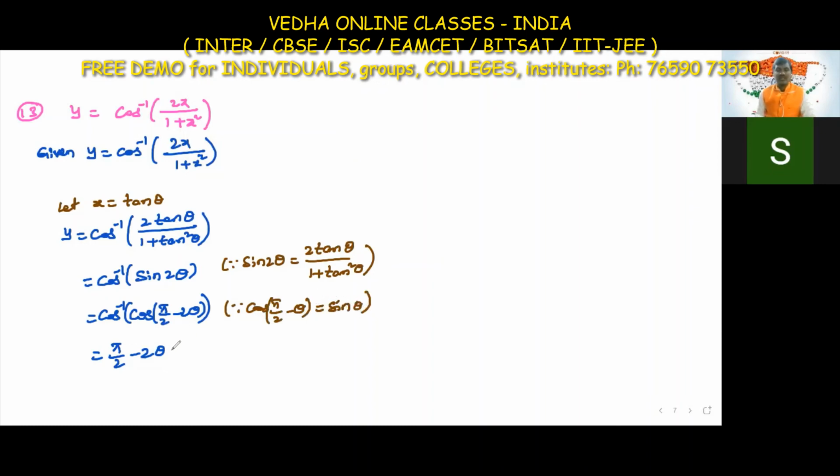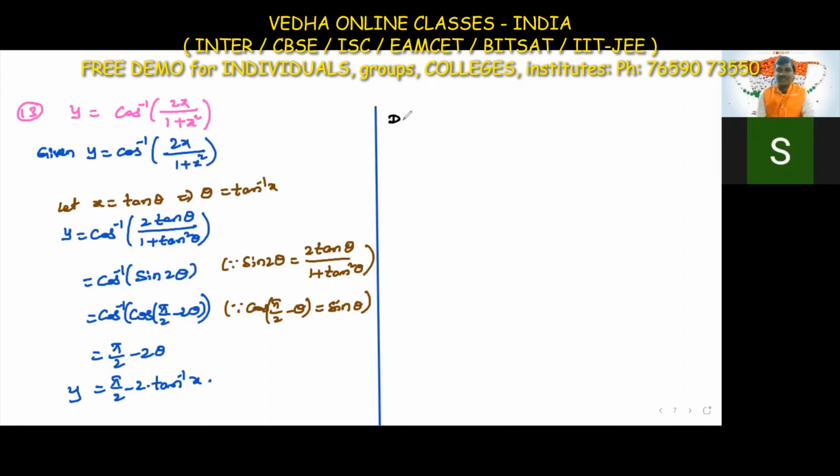Now, from this, what can we write for the theta value? x is equal to tan theta, so theta is equal to tan inverse x. Now this value is equal to pi by 2 minus 2 into theta. We can write theta as tan inverse x. Till here this is just function simplification only. Till here we just simplified the function.